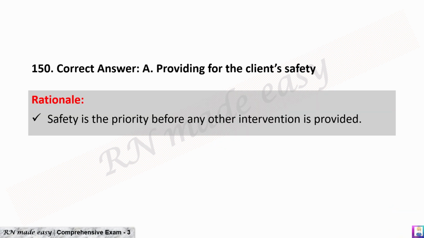The correct answer, A. Providing for the client's safety. Rationale. Safety is the priority before any other intervention is provided.